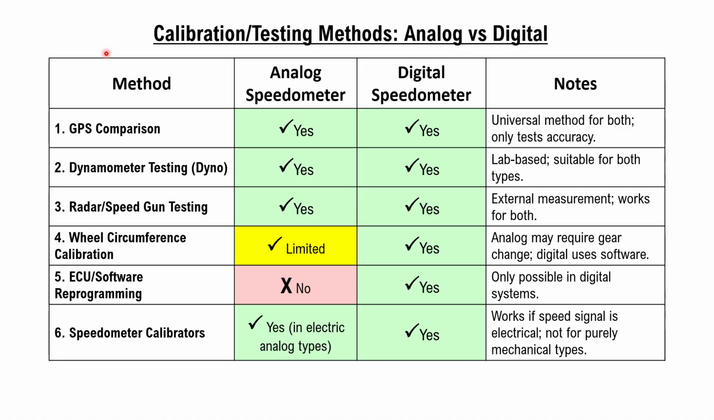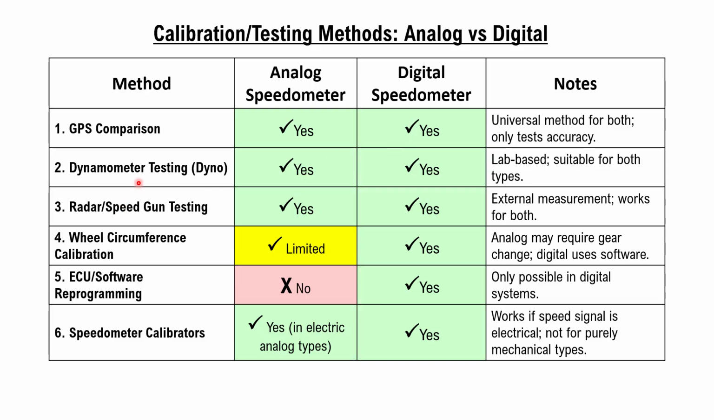Calibration testing methods, analog versus digital speedometers. Let us consider them in a different style. Methods for analog speedometer and digital speedometer. The method discussed was GPS comparison. This method is equally suitable and applicable to analog and digital speedometers. It is a universal method for both, and only tests accuracy.